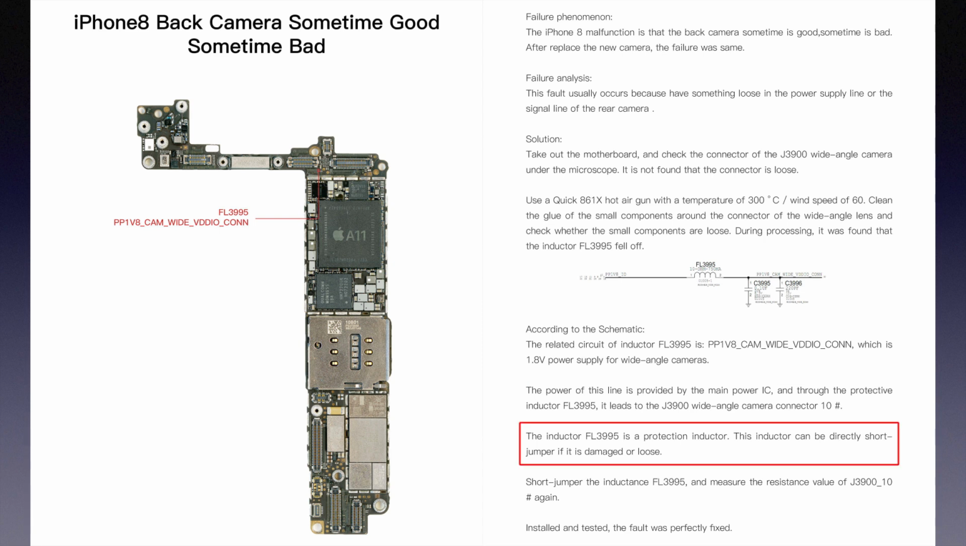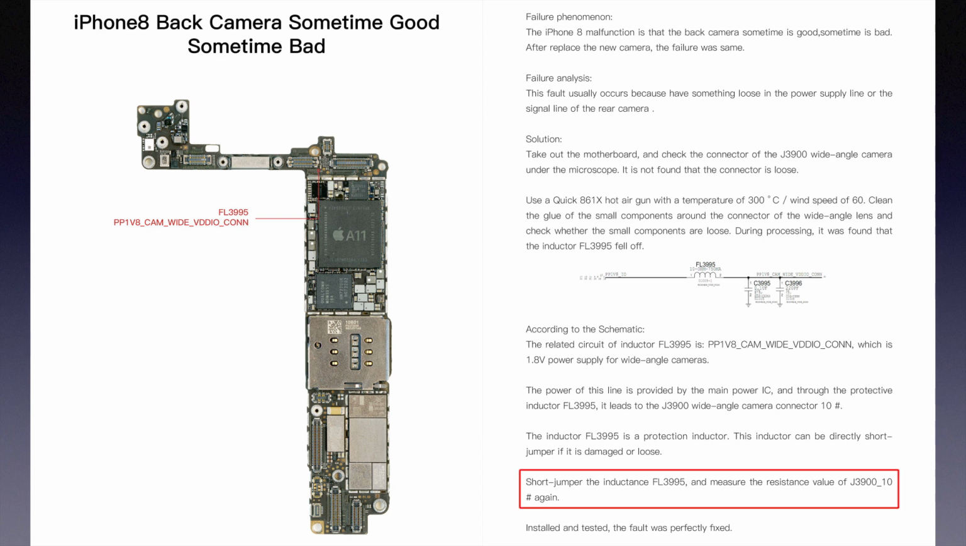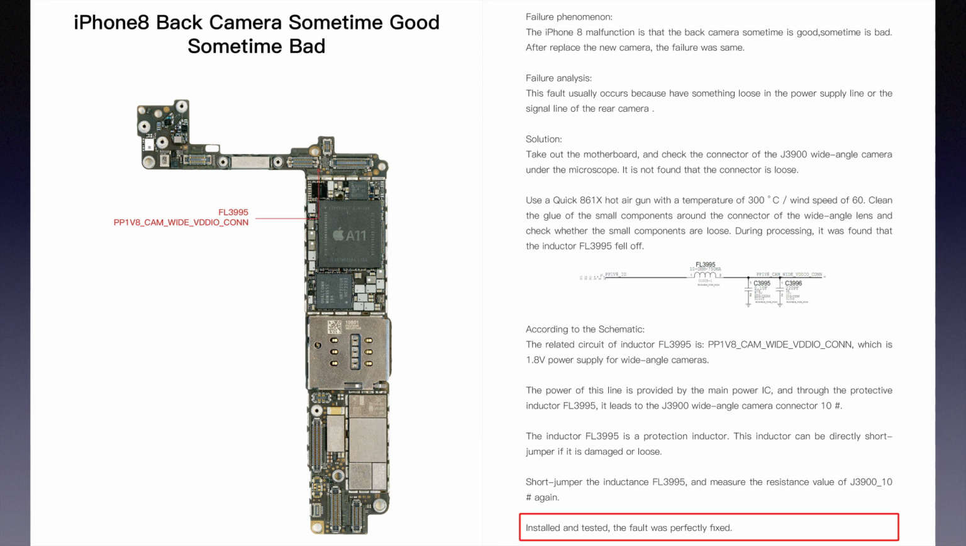The inductor FL3995 is a protection inductor. This inductor can be directly shorted with a jumper if it is damaged or loose. Short jumper the inductor FL3995 and measure the resistance value of J3900 pin 10 again. Install it and test. The fault was perfectly fixed.